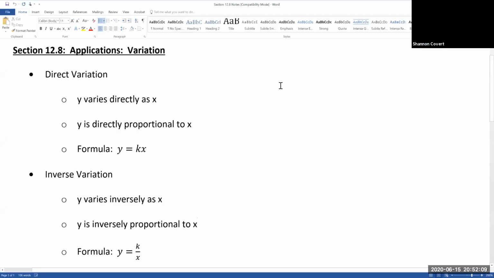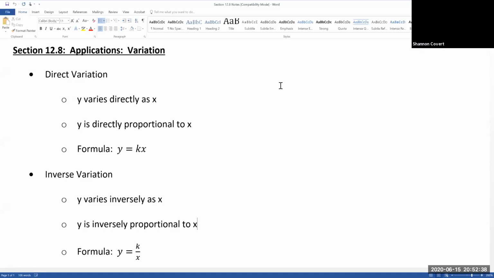Section 12.8 is applications with variation. There will be three main types of variation problems that we will do in this section. What I like about section 12.8 is they are the most direct word problems you will actually ever do, because it's very specific about which formula you use. So there's not a lot of guessing and trying to figure out which formula you use. It will tell you which formula to use.